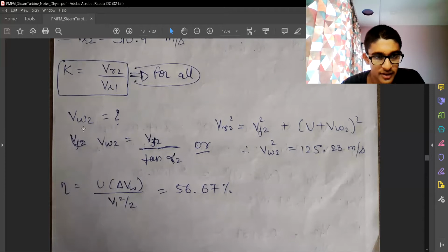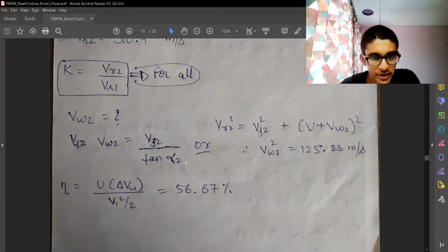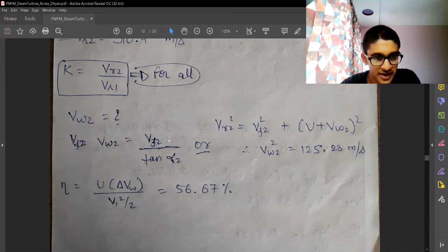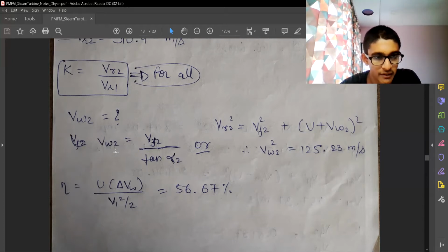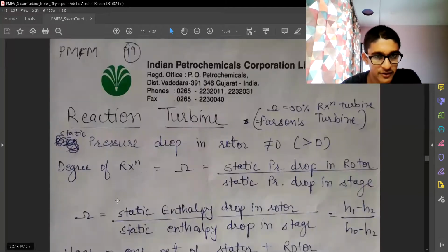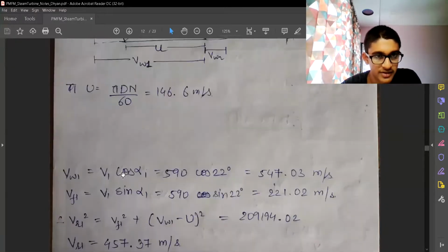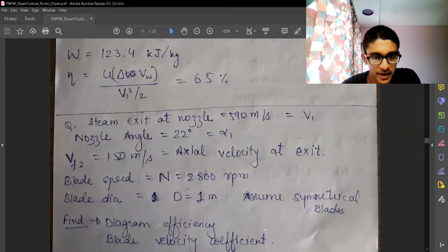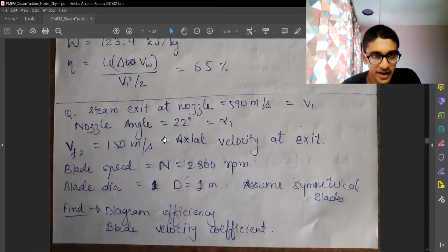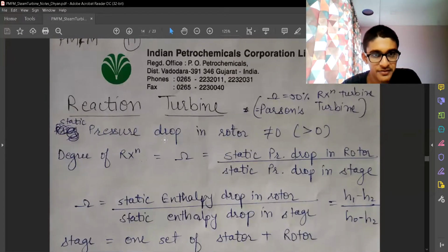And then we can use the outlet velocity triangle to find Vw2 because alpha 2 is known and other velocities are known. So we get Vw2. We use Vw1 and Vw2, U and V1 in efficiency expression to get the efficiency. So we have figured out both the things. The two things were diagram efficiency and blade velocity coefficient K. So that's all. From the next video, we'll start with reaction type of steam turbines.